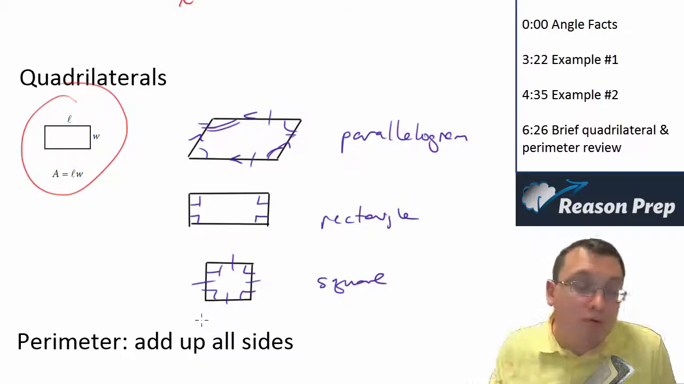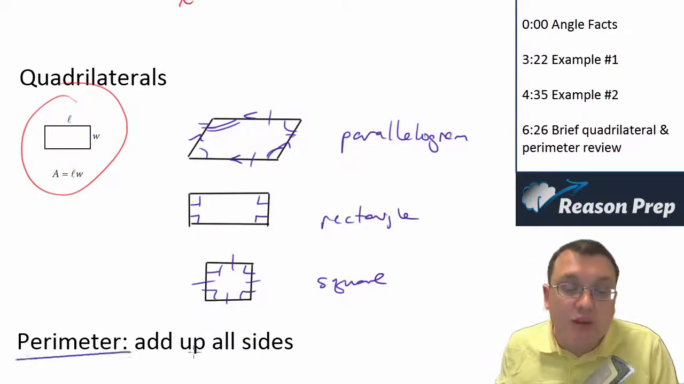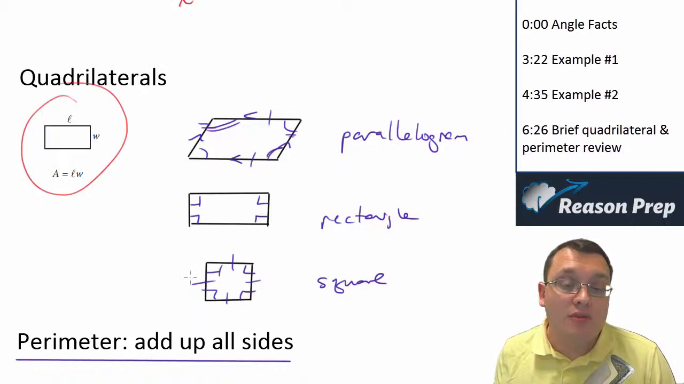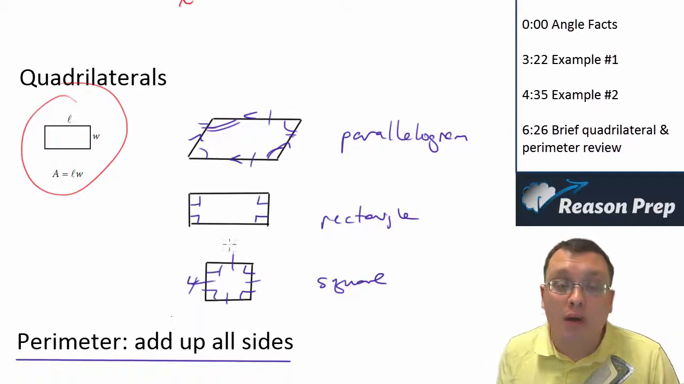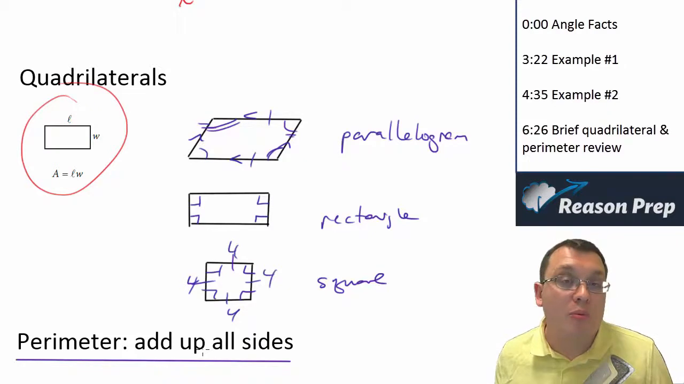Now, what about perimeter? Perimeter, we've looked at this a little bit previously. Just to note, perimeter is when you add up all the sides. So if I knew that this was a square with side 4, I would know all of these are 4, so therefore the perimeter is 16.